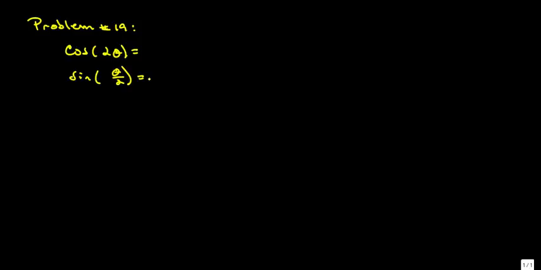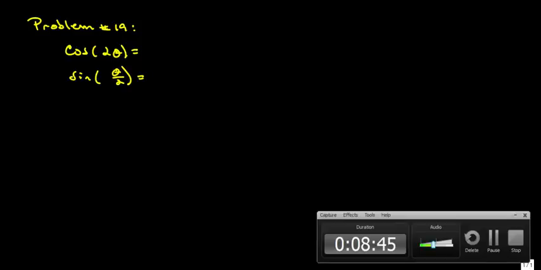Okay, problem number 19. Problem number 19 asks us to determine cosine of 2 theta and the sine of theta over 2. So it gives us some restrictions. Now, what we need is the formulas for these. So cosine of 2 theta and the sine of theta over 2. So let me grab those.